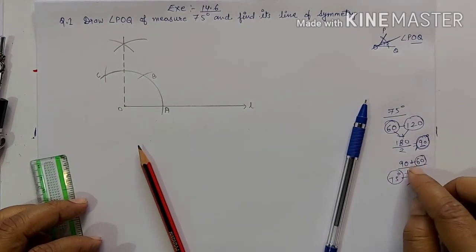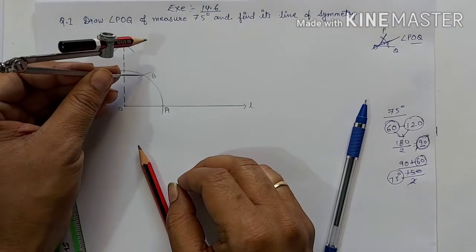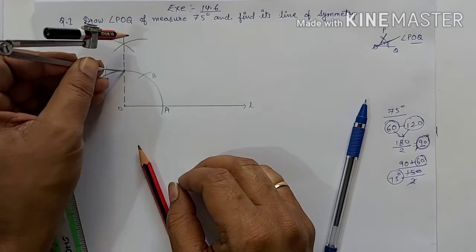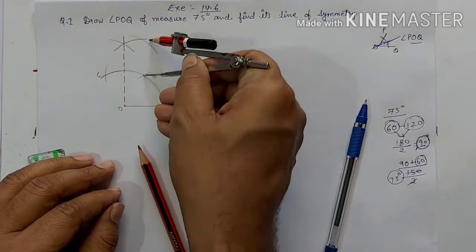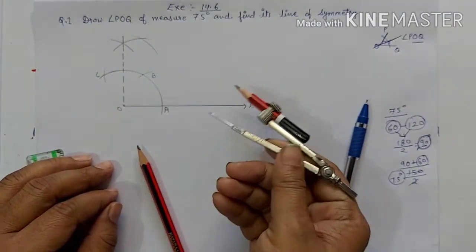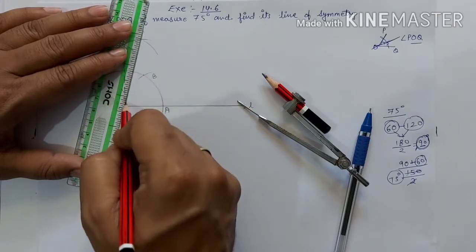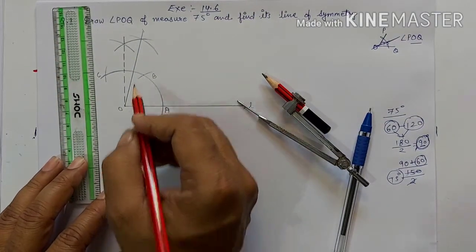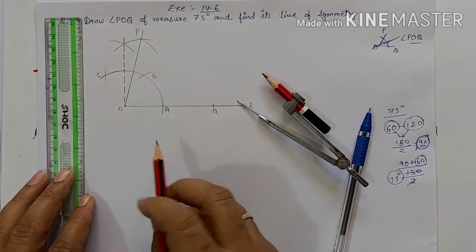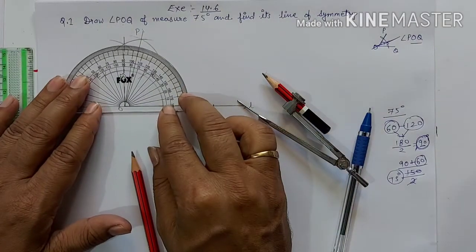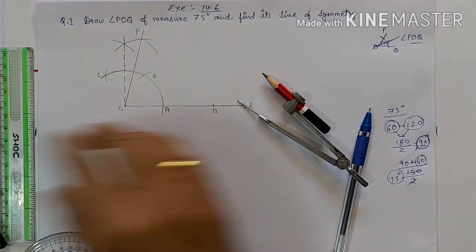Then the next process: 90 and 60 will come. Take the midpoint of 90 and 60 with the radius not changed. This is the 60 point and this is the 90 angle point. From the 90 point draw one arc, and the second arc from the 60 point. This intersect point is the angle of 75. Name it POQ, and this point is Q. You measure it by the protractor, and this is 75.